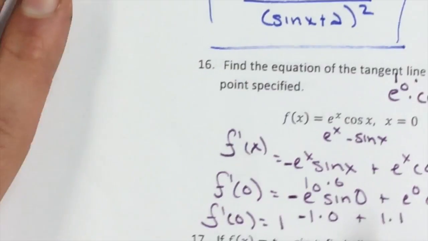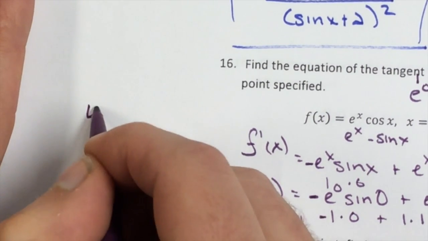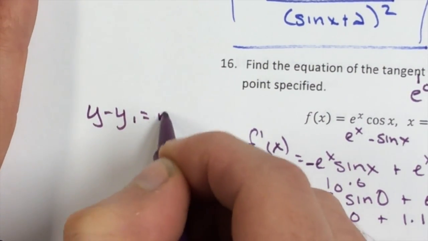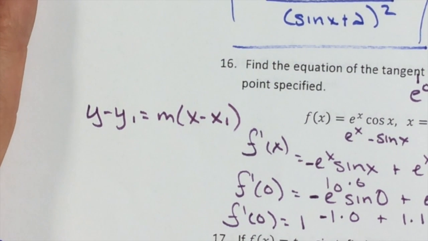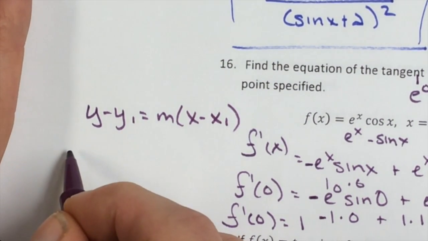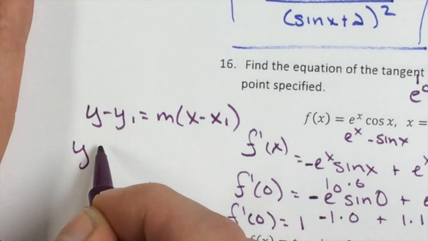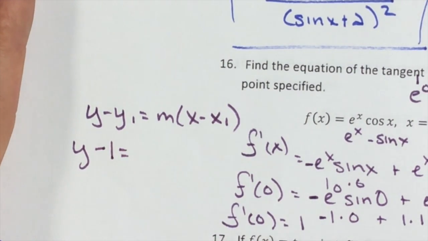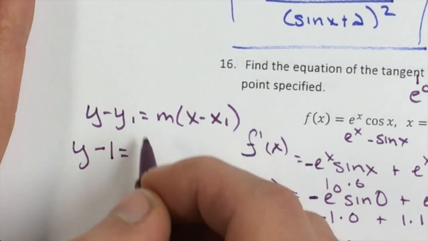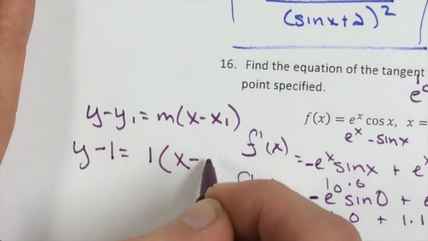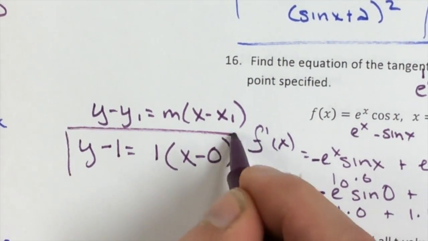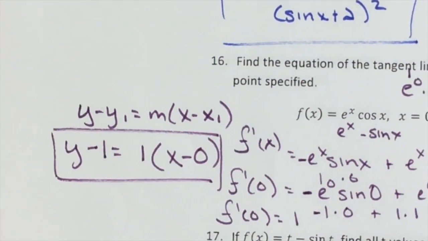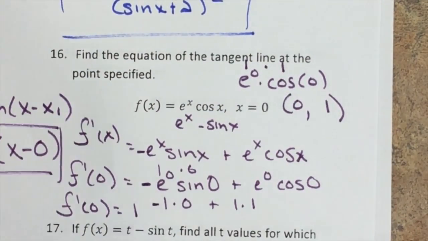So what's the equation of our line? Well, let's just write it right over here. We have y minus y1 equals m times x minus x1. That's point-slope form. So my point is 0, 1. So y minus 1 equals my slope, which was 1, times x minus 0. That's the equation of the tangent line for this function at 0.